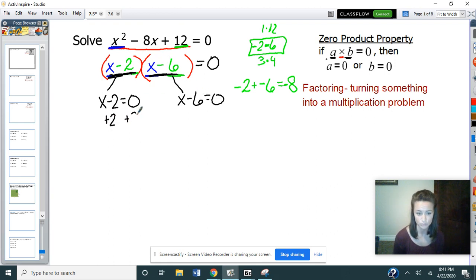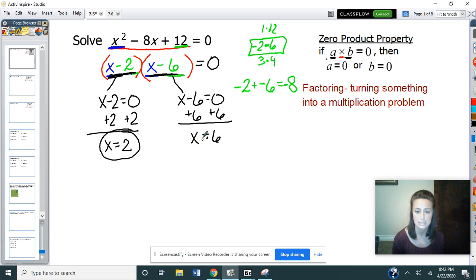We add 2 to both sides and get x equals 2. That's one of my answers. And then to solve for x here, we're going to add 6 to both sides and get x equals 6. So you have two answers here now. We're actually solving for x. The answer is x equals 2 and x equals 6. Let's try another one.